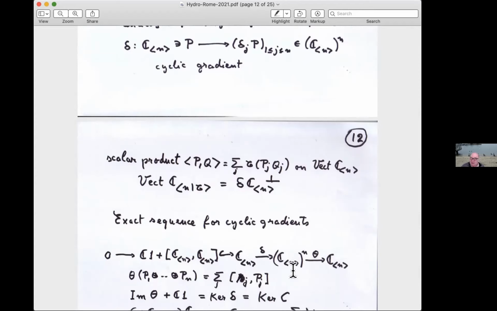Then from the non-commutative polynomials, I go over to the n components, that's the vector field Cn, with the cyclic gradient. And then I have here another map theta. This map theta takes P1 direct sum with Pn to the sum over j of the commutators of the Pj's, the components, with the indeterminates Sj. So it's the commutator of Sj with Pj. And then what happens, this is an exact sequence.